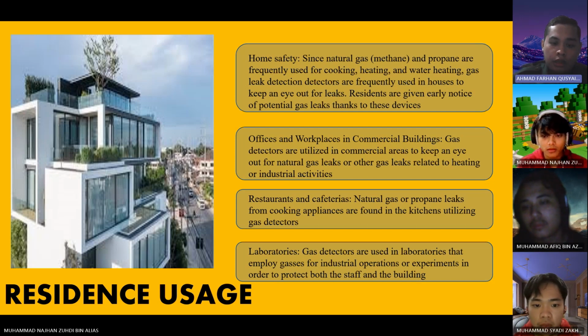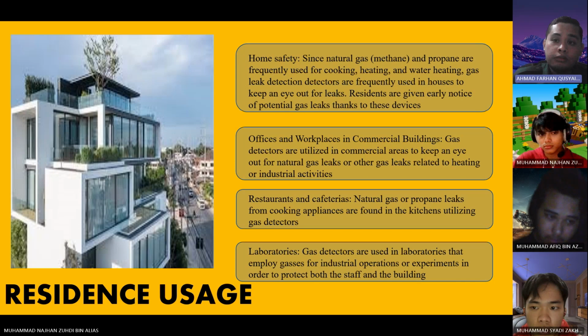Okay, the last point is laboratories. Gas detectors are used in laboratories that employ gases for industrial operations or experiments in order to protect both the staff and the building.